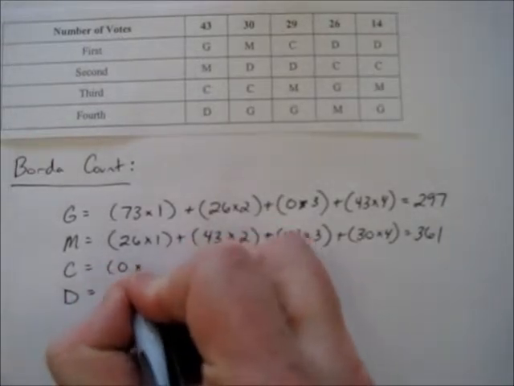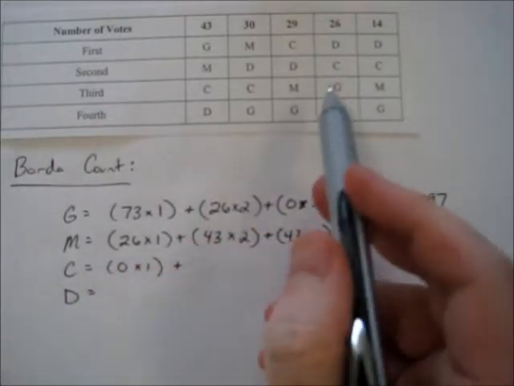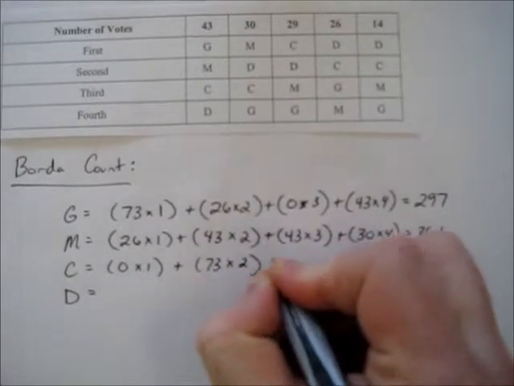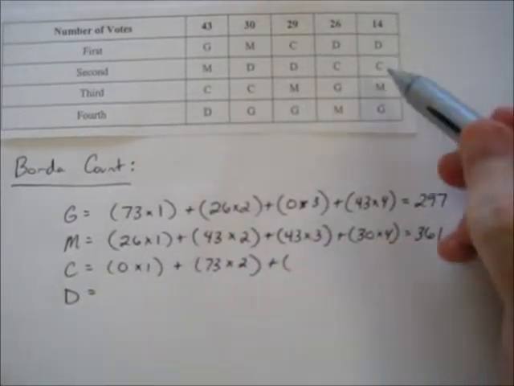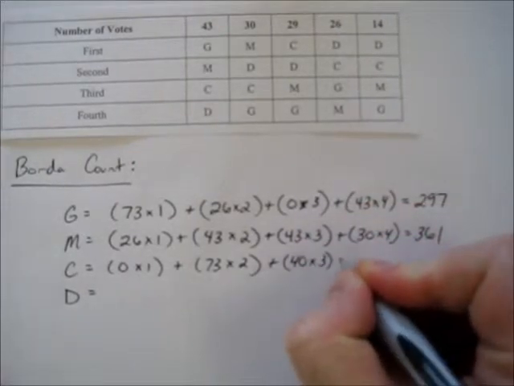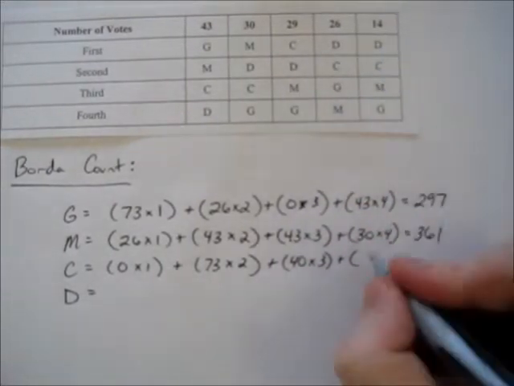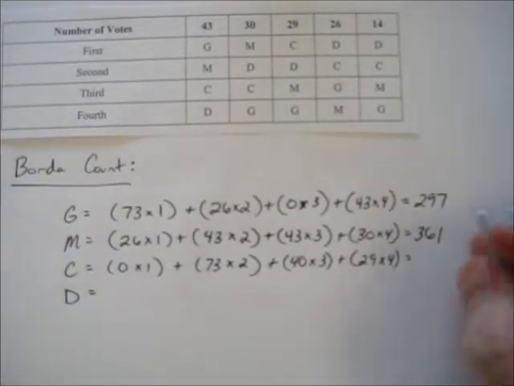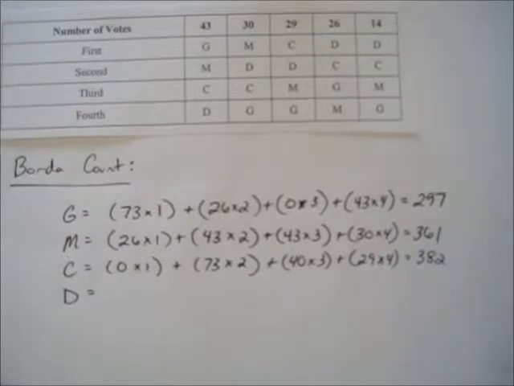Compact, nobody put them in last place. There were 43 and 30, so 73 people in third place. 26 and 14, or 40 people with 3 points each, and 29 people in the top row. So if we multiply those and add them together, we get 382.